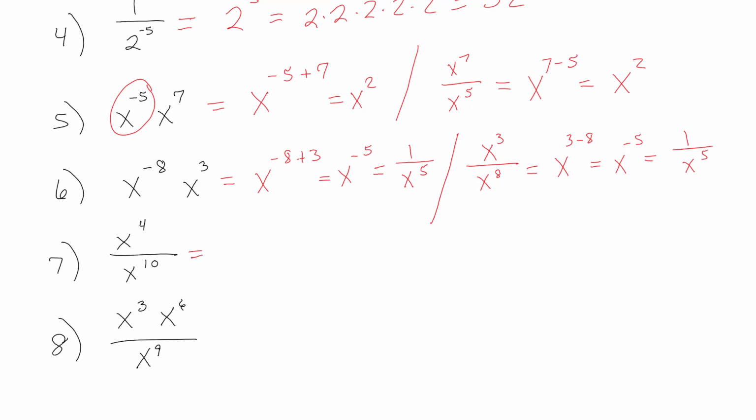All right, x to the 4th over x to the 10. Because it's a quotient rule, we're going to subtract: x to the 4 minus 10, x to the negative 6, 1 over x to the 6th.